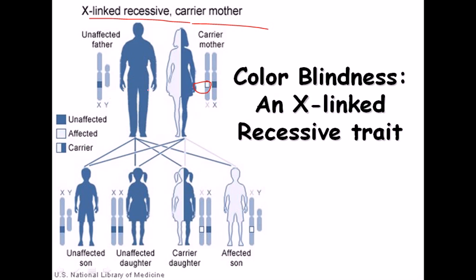Now, on the other hand, if she mates with an unaffected father, who has the X and Y, where the X contains the normal, unaffected gene, then when they mate with each other, finally they produce offspring.